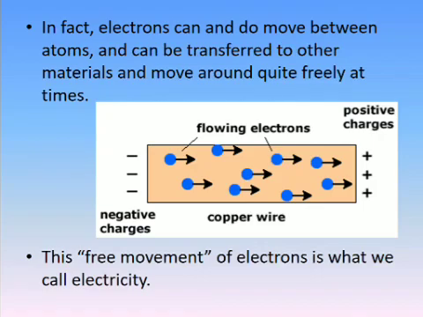In fact, we know that electrons can be transferred to other materials freely. So the free movement of electrons is what we call electricity. As you can see here, the electrons are moving from the negative pole to the positive pole.